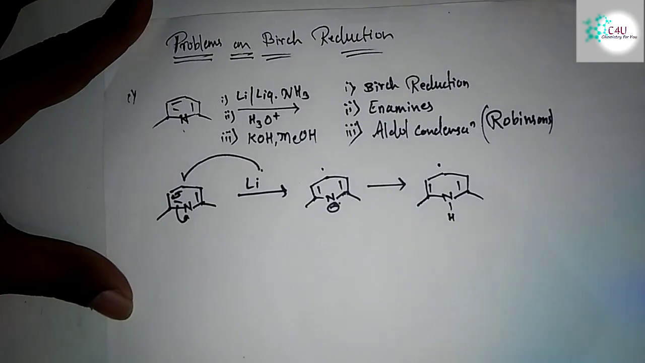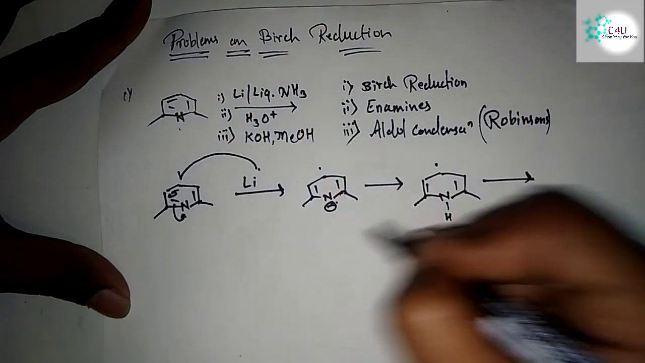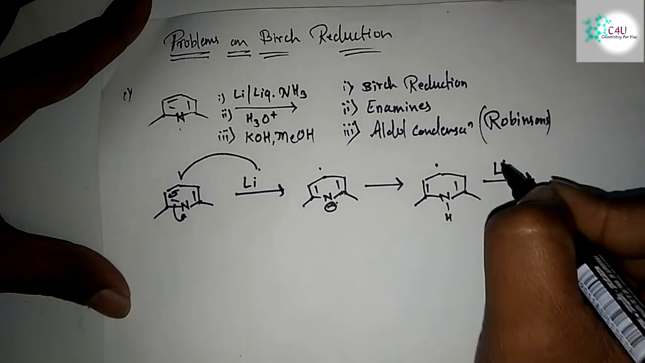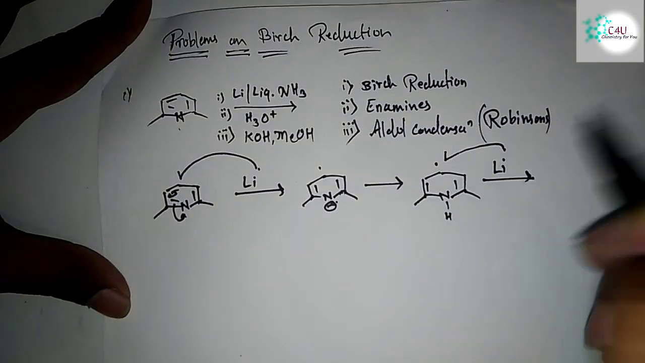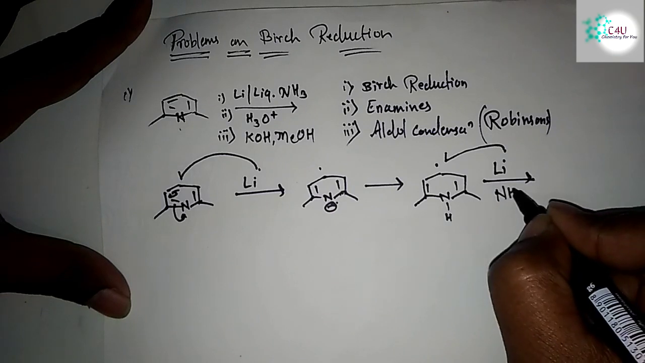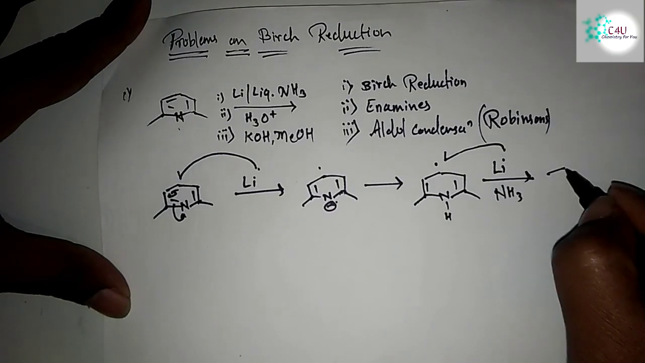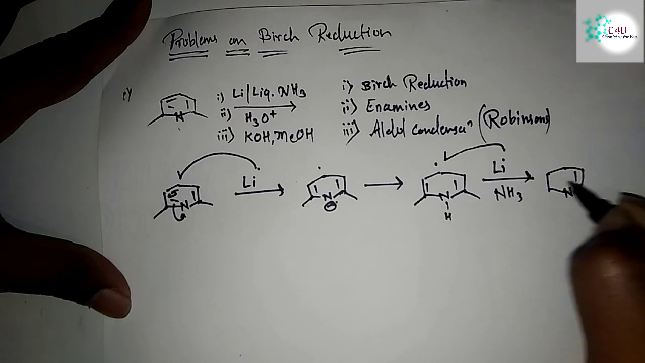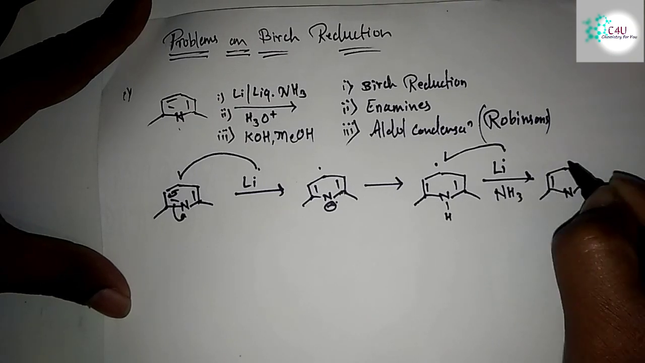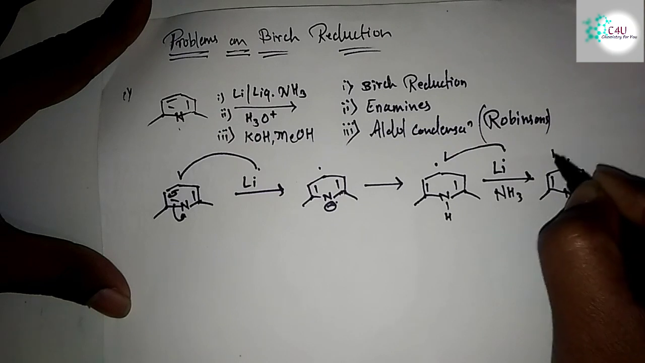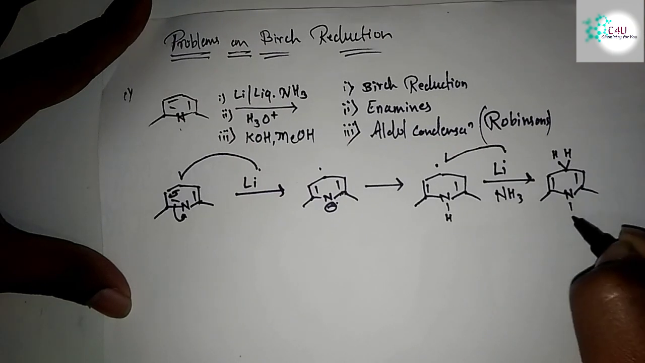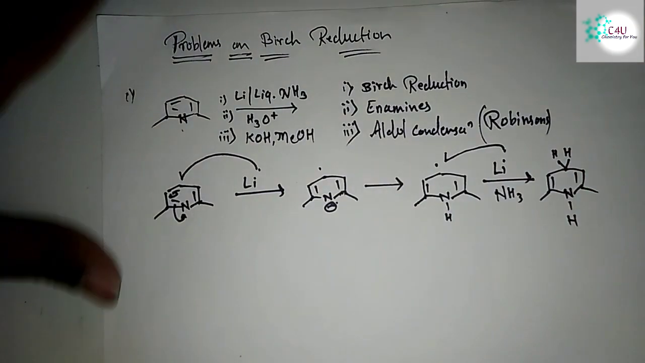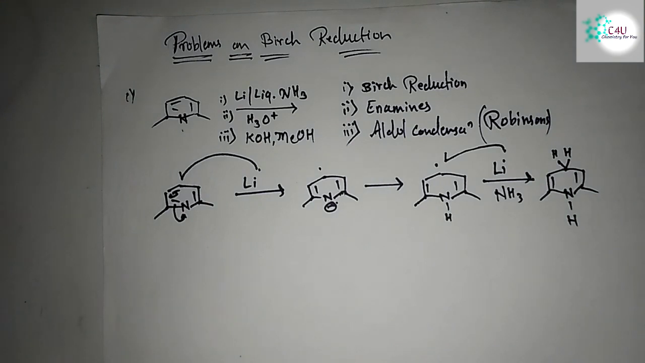and you have one more radical. Now another lithium comes here, it gives its electron, and with the proton source from ammonia with the same mechanism, I am just skipping one step here and I will directly write the final product. So this is what we are getting from the conditions of a Birch reduction.